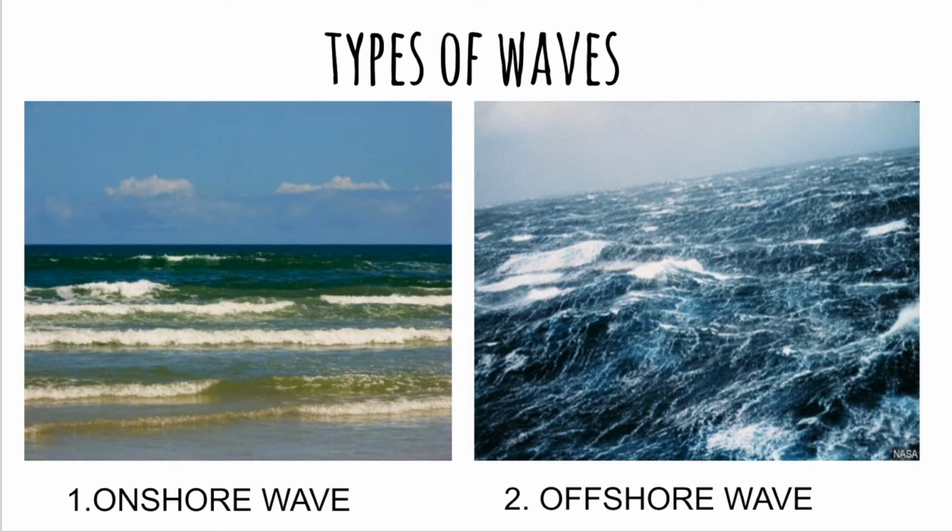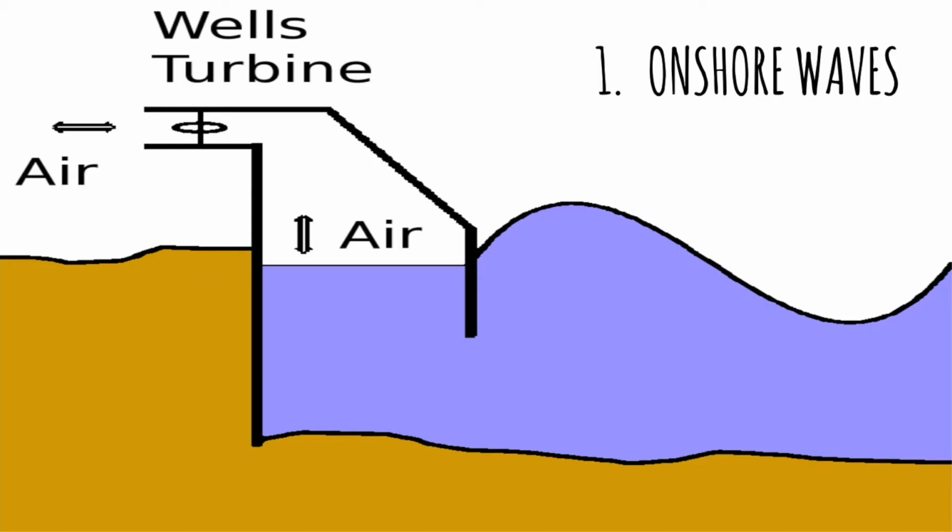There are two types of waves, namely the onshore wave shown on the left and the offshore wave shown on the right. Waves behave differently on the coastline as compared to offshore. When a wave reaches the coast, the seabed underneath the wave gets shallower and shallower as it nears the shoreline. This causes the wave to rise up from the water and crash over the top of itself, something you've probably seen on most beaches.